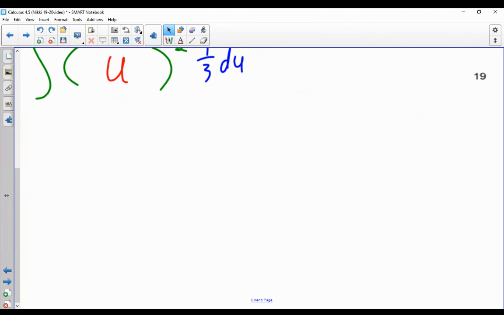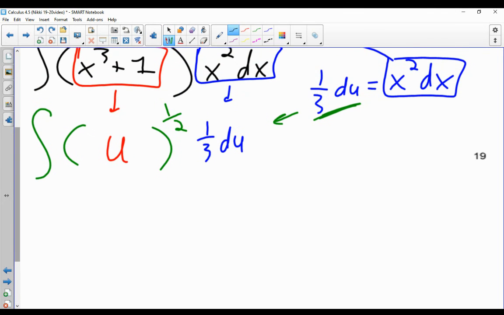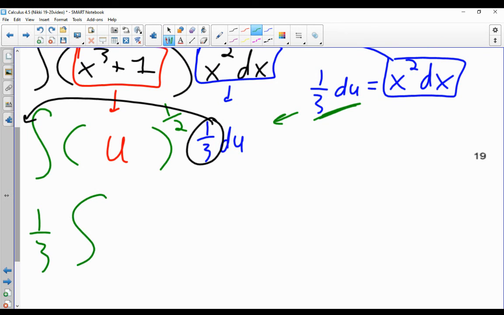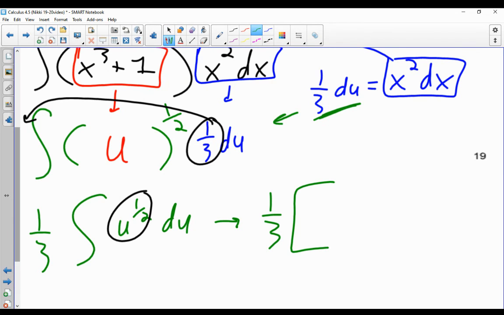So replace this with 1/3 du, and then go from there. Let's go ahead and take this 1/3. Let's move it to the front. So then that's just 1/3 integral u to the 1/2 du. Okay, now we have a much simpler example that we can easily take the antiderivative of. Let's do it. Remember, you still got your 1/3 in the front. Leave it as is. But now let's take the antiderivative.